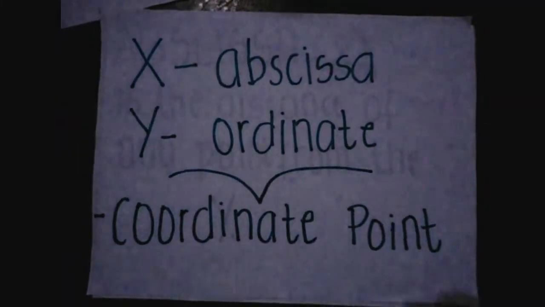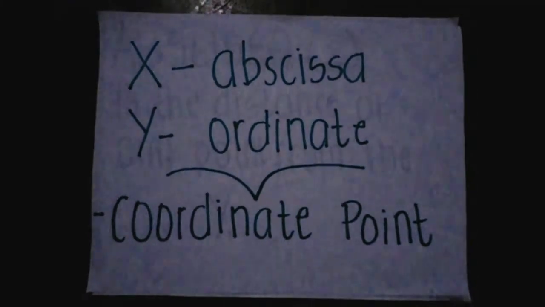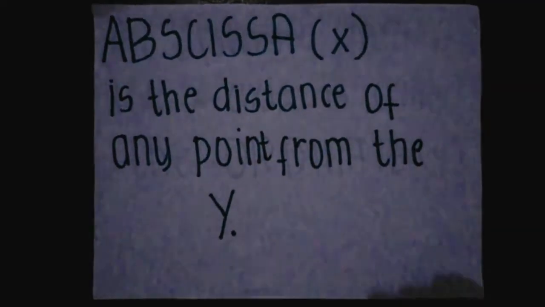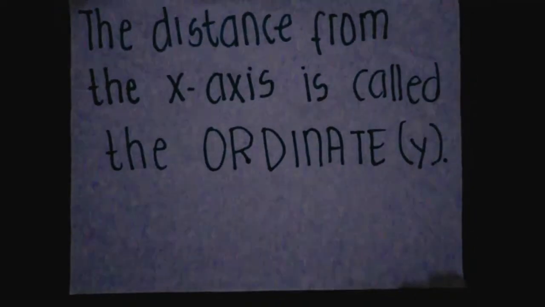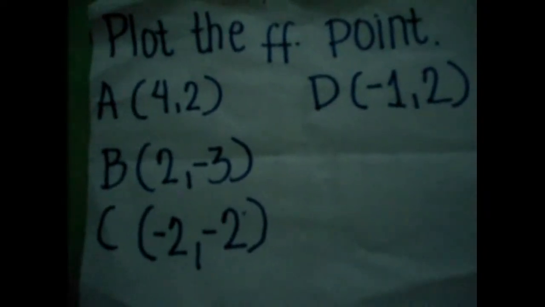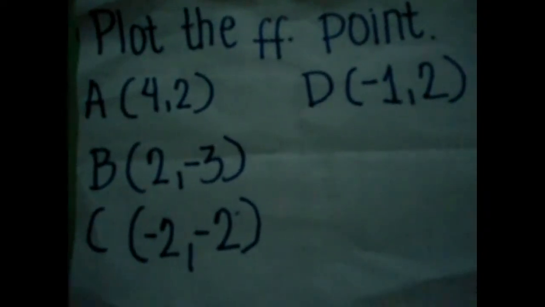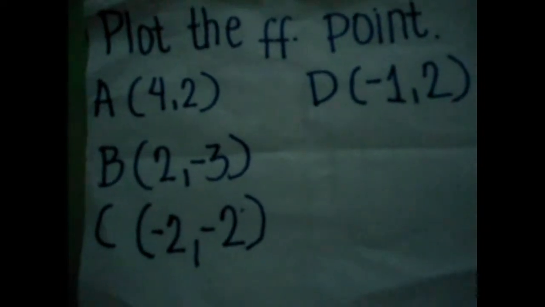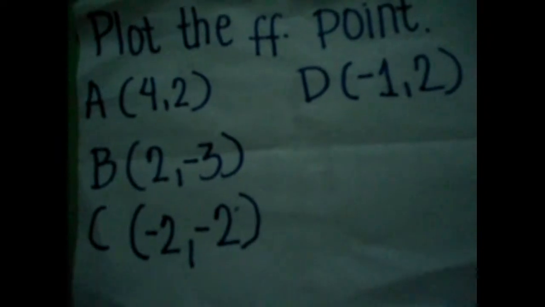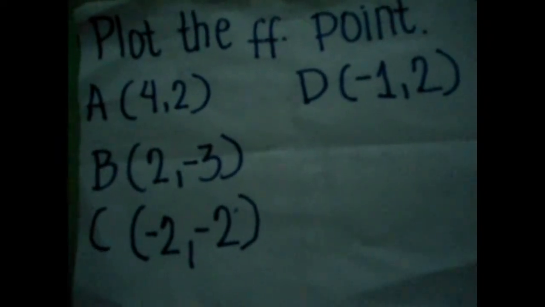The x-axis coordinate is called the abscissa. The y-axis coordinate is called the ordinate. Abscissa is the distance of any point from the y-axis, and the distance from the x-axis is called the ordinate. These are the points that we're going to plot: point A is positive 4 and positive 2, point B is positive 2 and negative 3, point C is negative 2 and negative 2, and point D is negative 1 and positive 2.